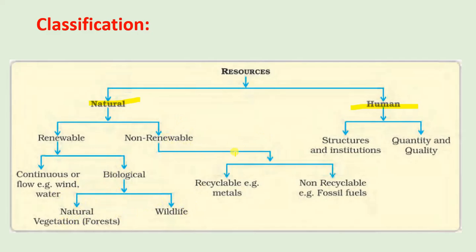Non-renewable resources are recyclable and non-recyclable. Recyclable resources are like metals, which can be used and reused again and again by recycling. Non-recyclable resources are like fossil fuels that exhaust after use. Human resources are the different structures and institutions that human beings create, and the quantity and quality of the different resources.